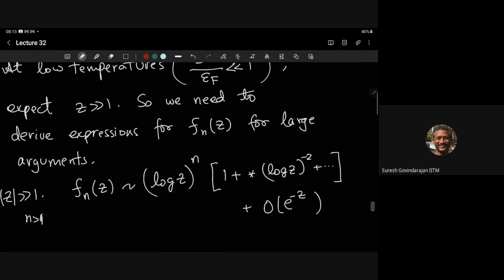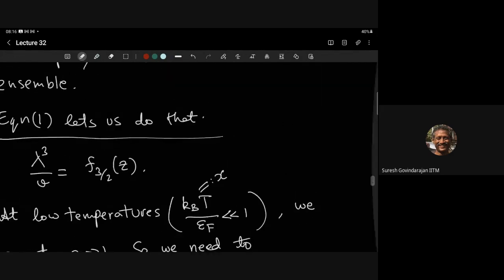But we want to solve for mu. Log Z is nothing but beta mu. The temperature is given, so once you know log Z, you know mu. But we have a series in beta mu, and one thing we know is that beta mu is large, so 1 by beta mu is a small quantity. So this is the kind of thing where you can solve recursively. Is this clear? This is the structure. We'll prove this.